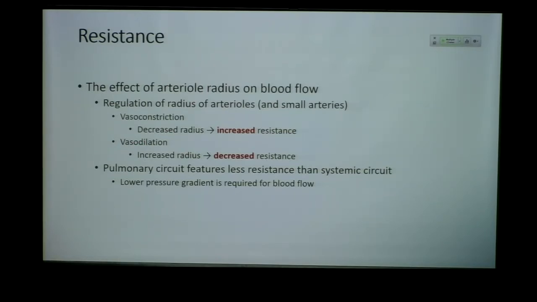Vasoconstriction is decreasing the radius and increasing the resistance. And vasodilation is the opposite, okay? We're going to increase the radius, which decreases the resistance, all right? And we already mentioned this phenomenon here below. The pulmonary circuit has much less resistance, partly because the vessels are shorter length and they have less of a ways to go. And we know resistance is affected by the length as one of those variables.